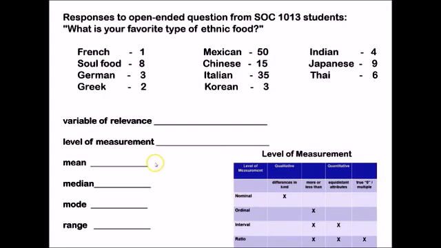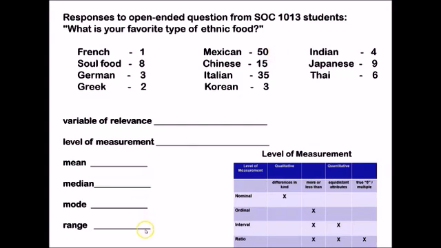Can we calculate a mean? Well, we can't even arrange these in any order, of course. And there's no real zero, and there's no multiplication. Can we calculate a median? Well, if we can't order them, how do we calculate a median? How about a mode? Remember, the mode is the most frequently appearing attribute or value. And of course, we can calculate a mode. We find that at least the greatest share of students prefer Mexican food.